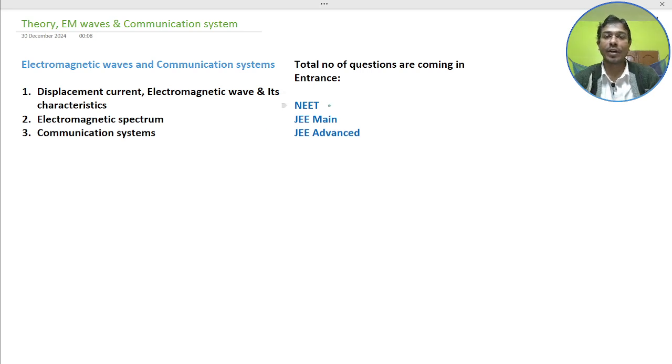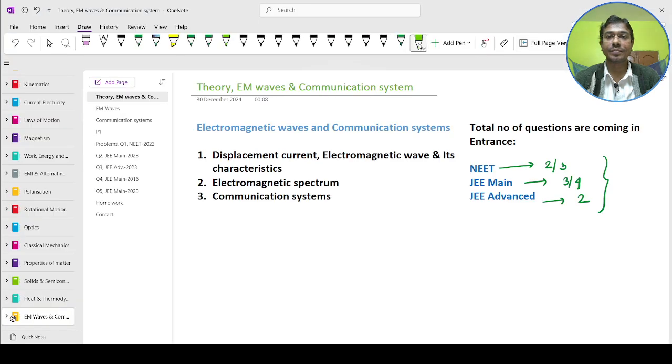The total number of questions coming in the NEET exam is 2 or 3, JEE 3 or 4, and JEE Advanced 2 questions are coming from these chapters. Let's get started.